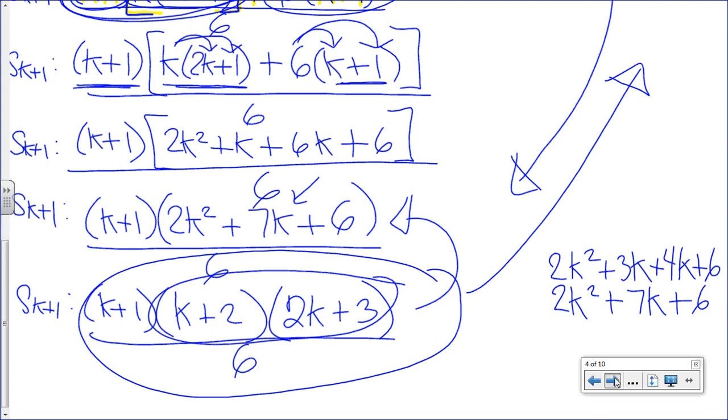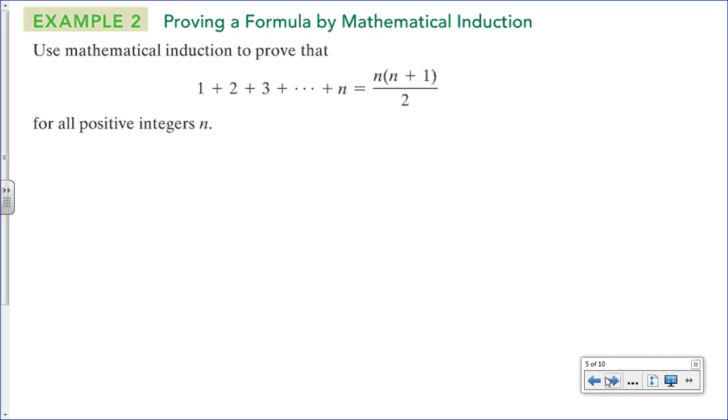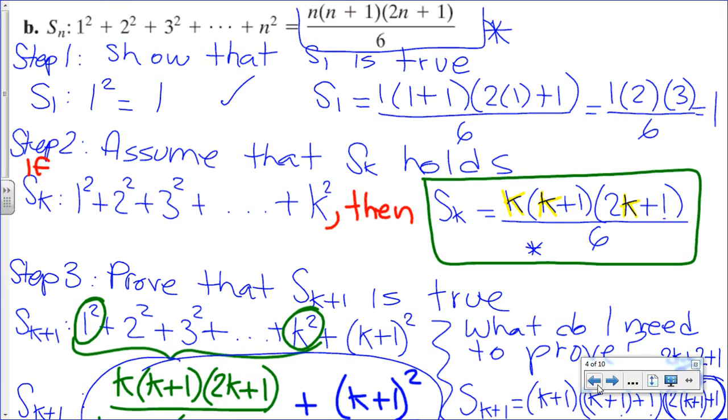So let's go to the next example. Yes? How would you know where to put the back bracket? And how to rearrange it? To be honest, that took me a lot of trial and error.